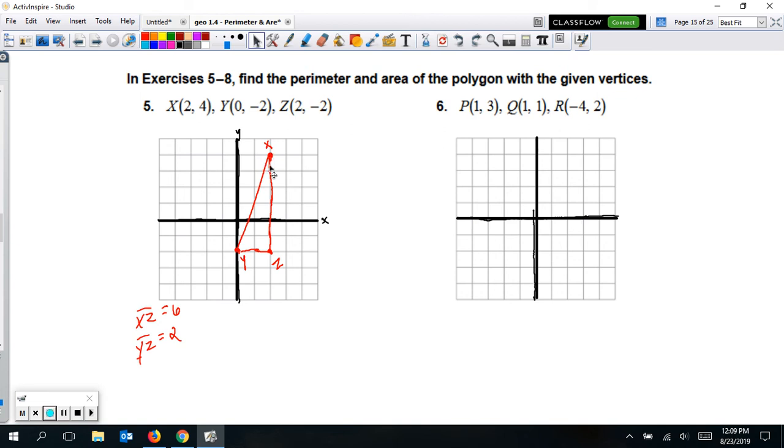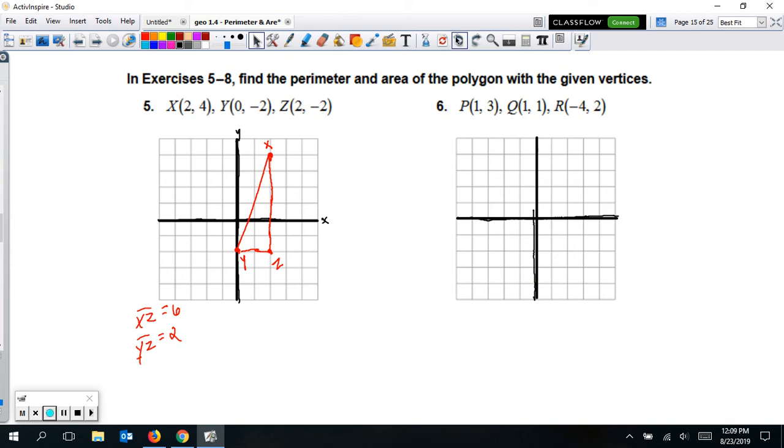The harder one is going to be XY. We're going to have to use the distance formula for this. That distance formula we're going to keep using over and over again whenever we need to find the distance between 2 points that are not on a nice easy line to just count. We can't just count here, so we have to use our distance formula with points X and Y. So that's these 2 points right here.